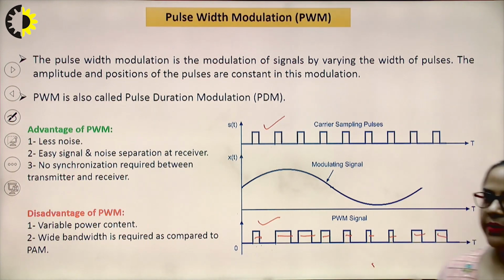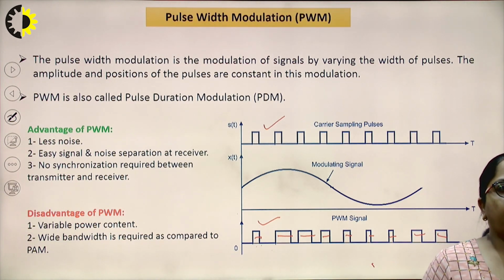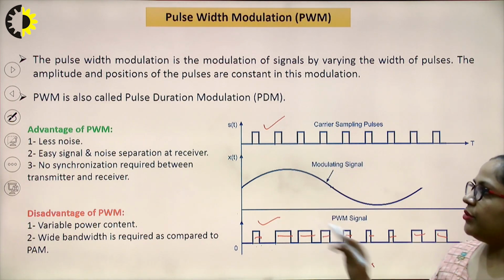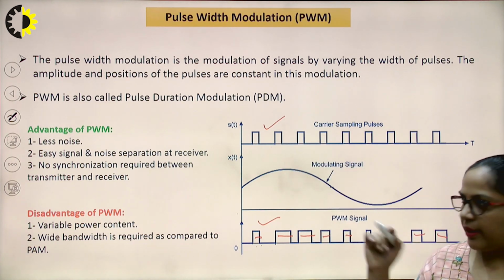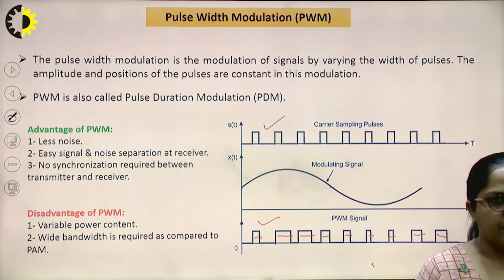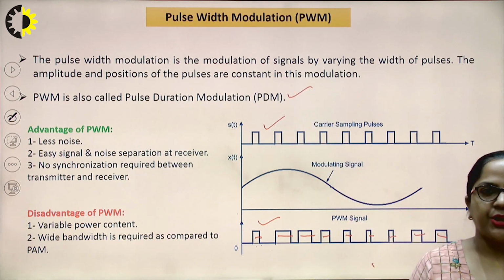So, what is pulse width modulation? Pulse width modulation is the type of modulation where we vary the width of the carrier pulses according to the modulating signal. Here, the amplitude and the position of the pulse will remain constant. The pulse width modulation is also called pulse duration modulation.